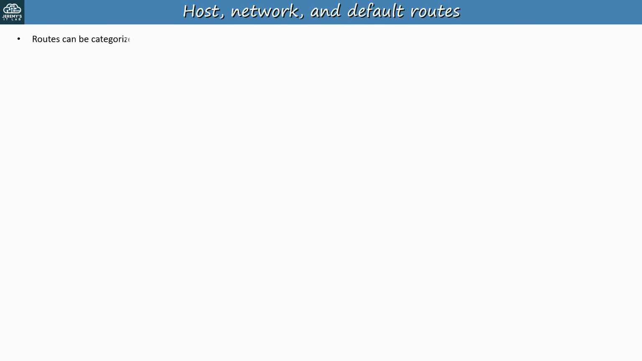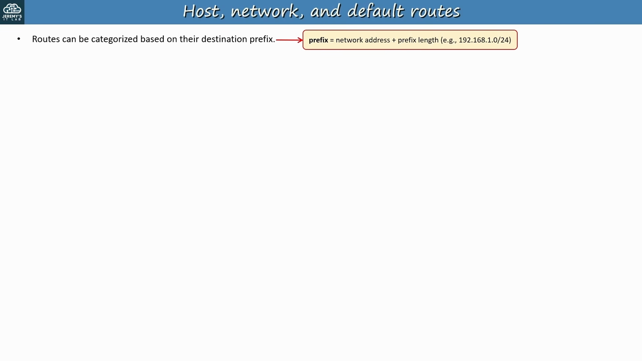Routes can be categorized based on their destination prefix. This is true of any type of route, not just static routes. Prefix, by the way, means a network address and a prefix length, such as 192.168.1.0/24. That's a prefix, also called a network prefix, or just a network. The terms are generally interchangeable. So how can we categorize routes based on their destination prefix?